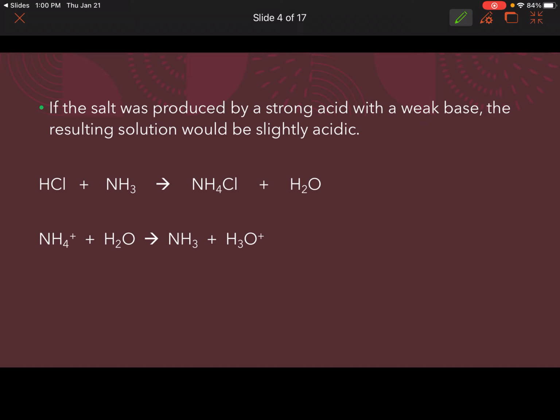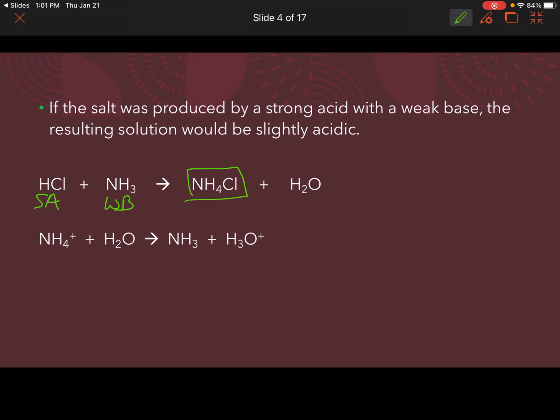Now, if the salt was produced by a strong acid with a weak base, for example, the resulting solution is not going to be pH equals 7. It's going to be slightly acidic. And we're just going to take you through an example here showing this. So for example, we have HCl plus NH3. So HCl is our strong acid. NH3 is our weak base, right? And they are going to produce this salt, so NH4Cl, the ammonium chloride, plus water here.